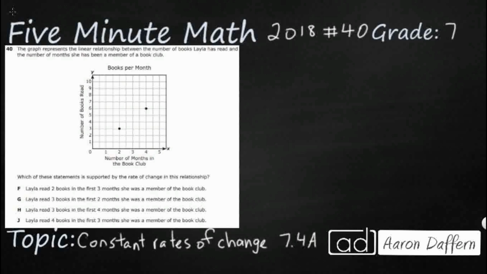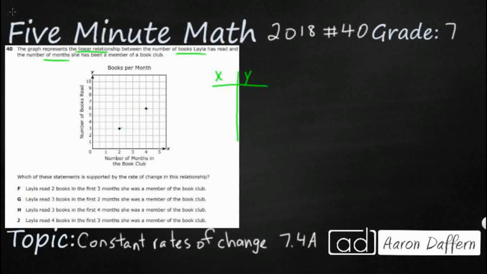So we've got a graph here that shows the linear relationship. That means it's going to be a constant rate of books that Layla has read and the number of months she's been a member of a book club. We've only got two plotted points here. We've got this one right here with 2 months and 3 books, and then we've got 4 months and 6 books. So let's take that off and put it in a little table so we can see it a little bit better.